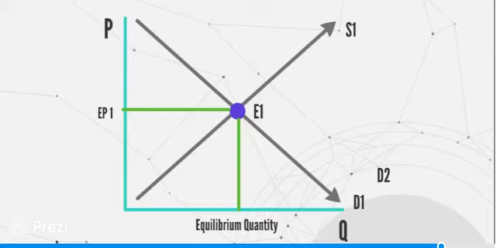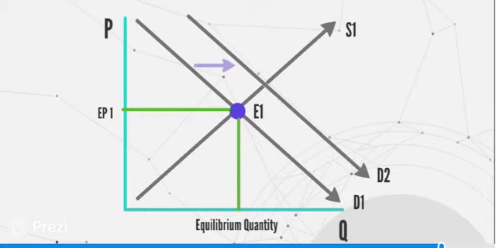Now, let's say that demand for this product has increased. It is going to rise to the right, and now here's our demand 2. So we've got a new place where supply and demand meet, and we're now going to have a new place for equilibrium. So this is our new equilibrium, or E2. If we trace that back to our price axis, that is going to be our EP2, equilibrium price 2.